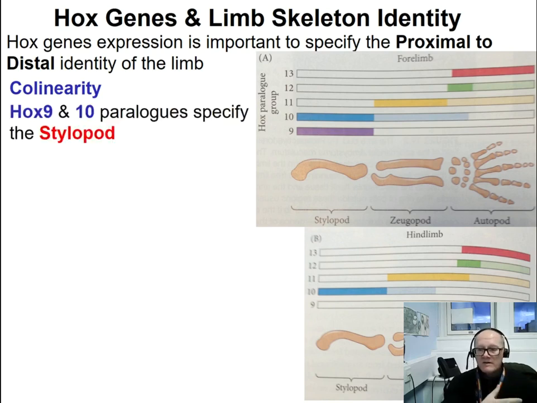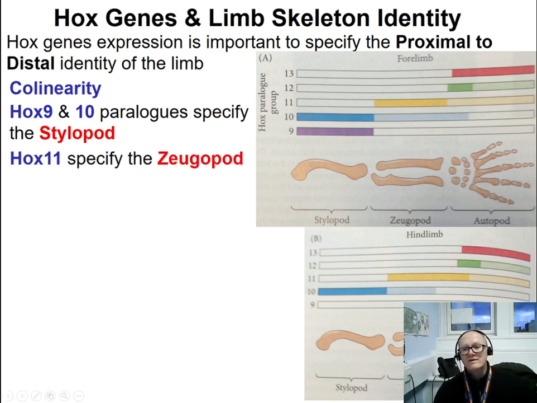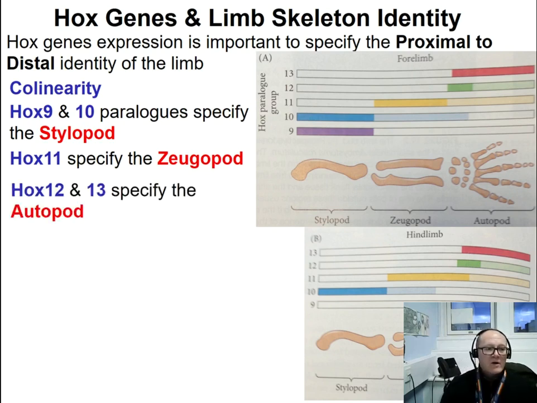For example, HOX9 and 10 are specifically expressed and specify the stylopod, and you see that they are lower in number than the HOX genes expressed in the zygopod, which is HOX11, while HOX12 and 13 specify the autopod, so they are expressed specifically in the autopod to specify bones of the autopod.